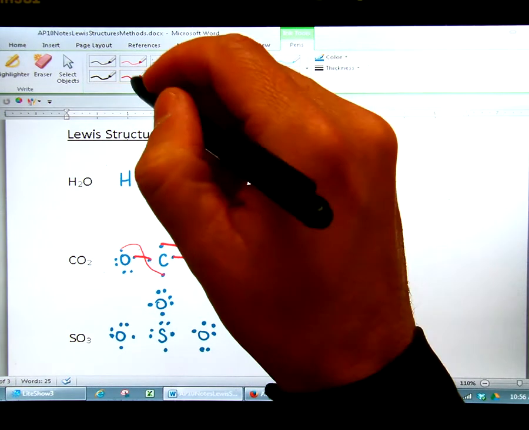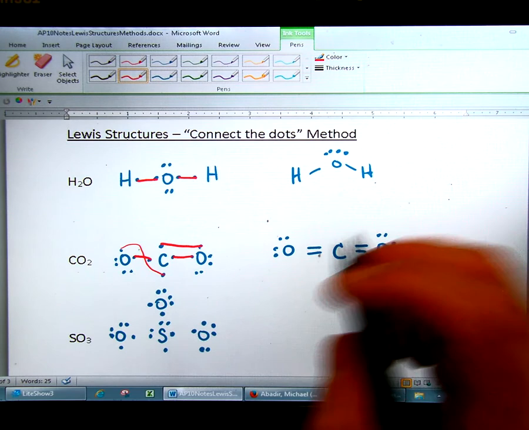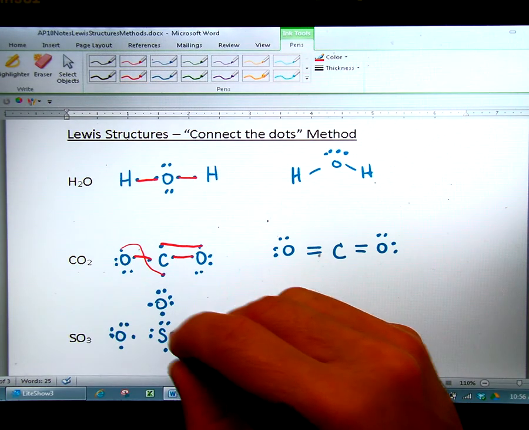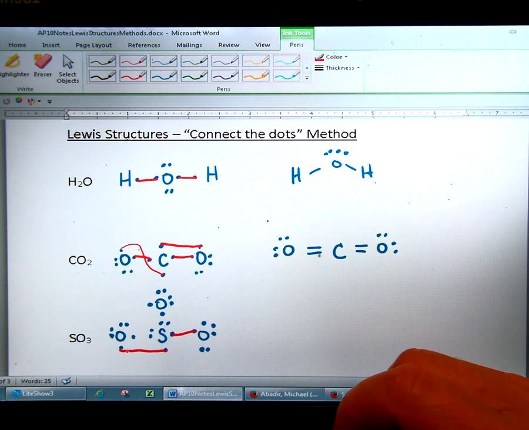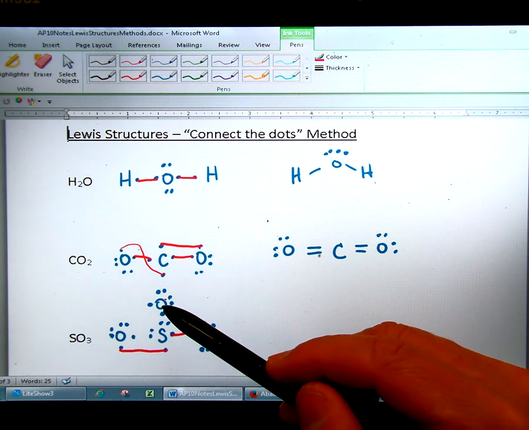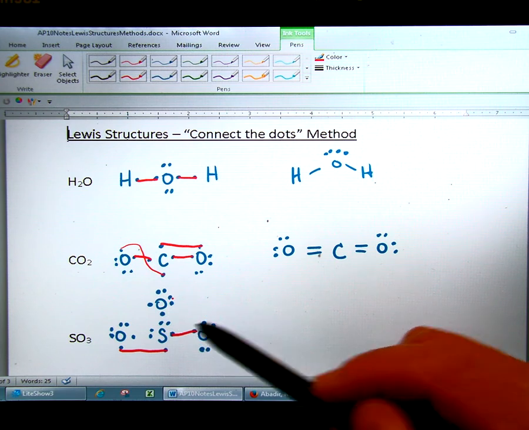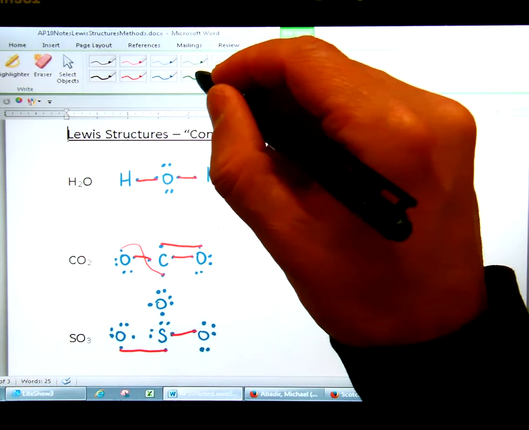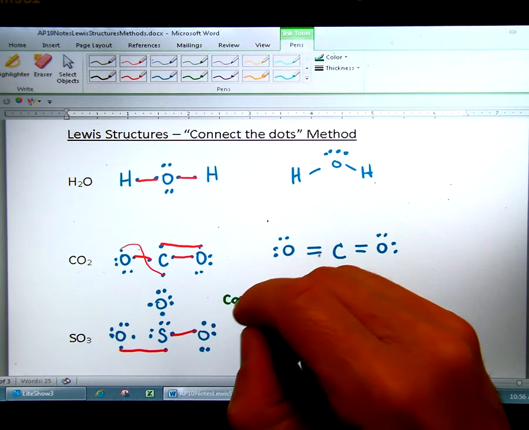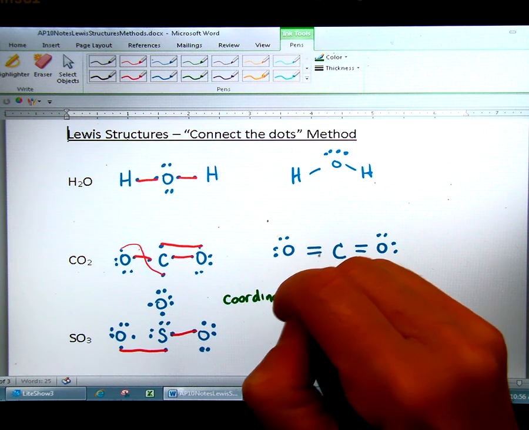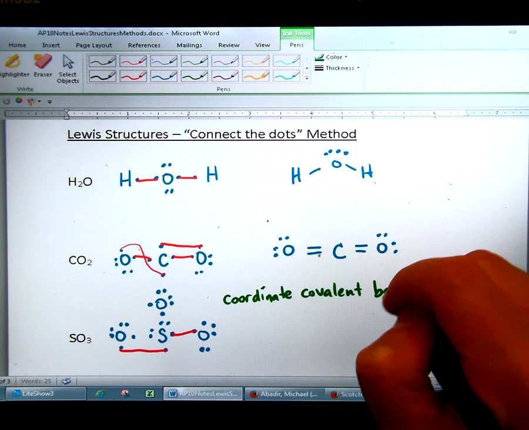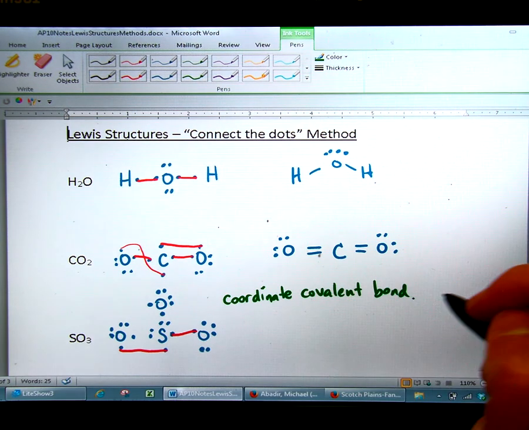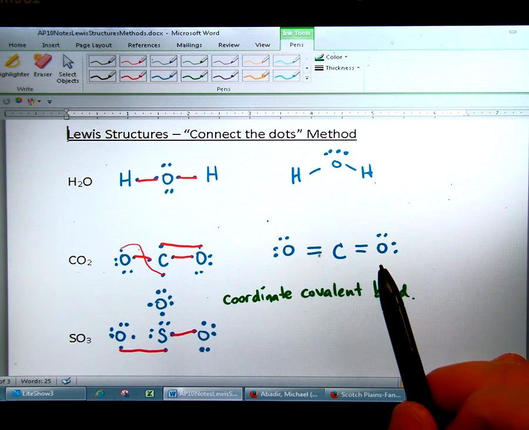So what you're going to try to do is connect singles as best as you can. So let's suppose we connect this S to the O on the right and this S to O on the left. And now we're stuck. We cannot attach to this S on the top because there are no more single electrons. So what we're going to do is we're going to learn something called a coordinate covalent bond. And a coordinate covalent bond is where one atom gives both electrons for the bond.